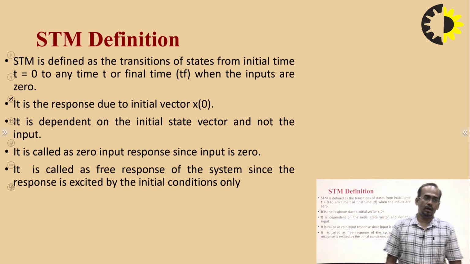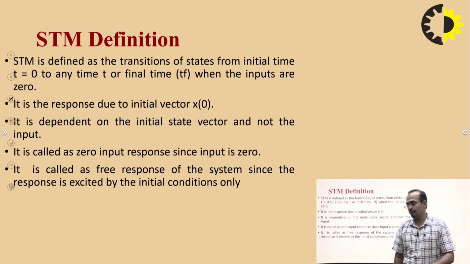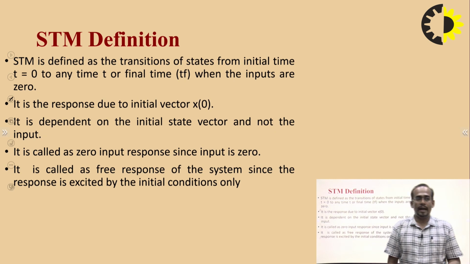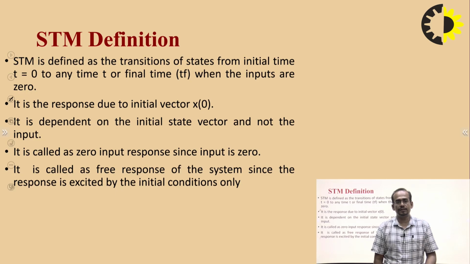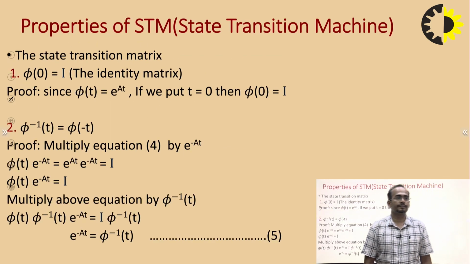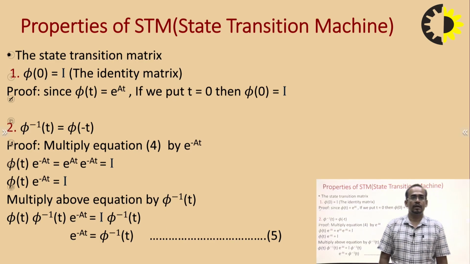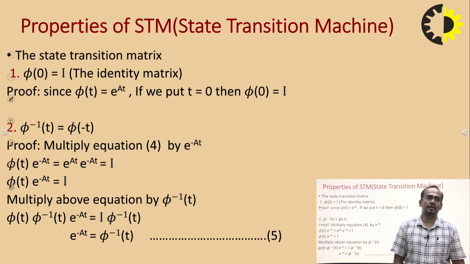It is also known as the free response of the system, since the response is excited by the initial conditions only, because input is 0 and we have considered only initial conditions for exciting the response. Now coming to the properties of this state transition matrix. This is not the state transition machine, this is the state transition matrix basically.